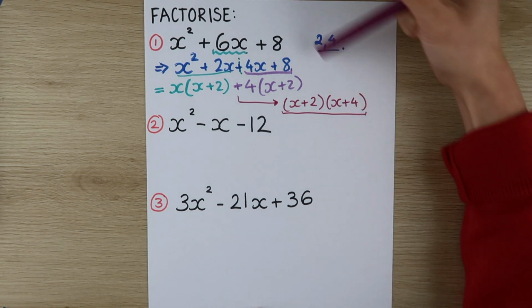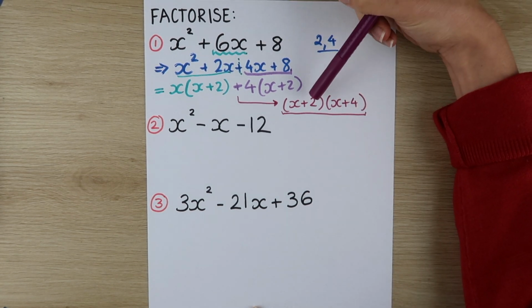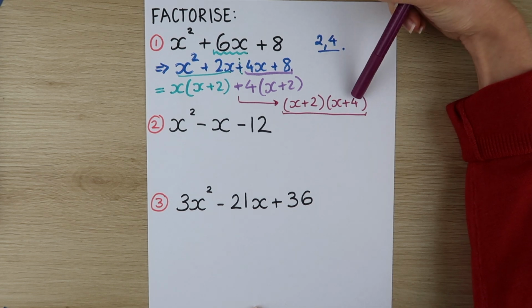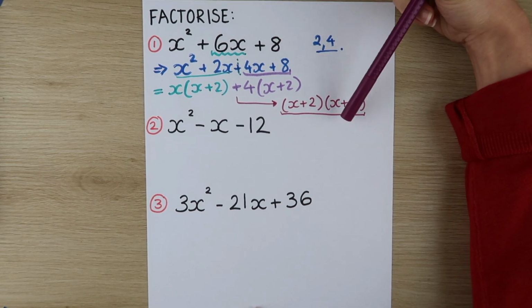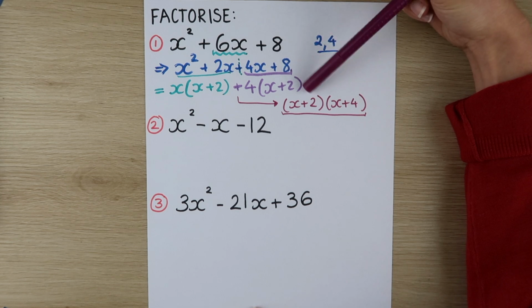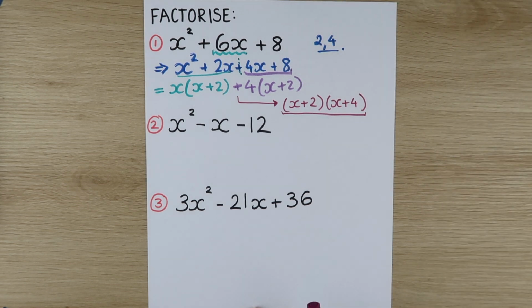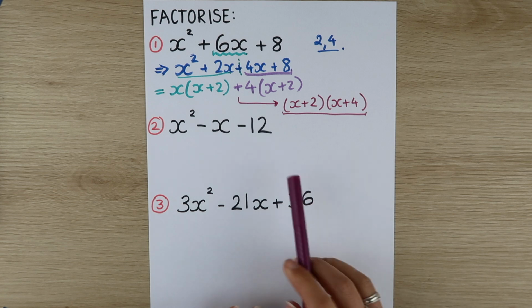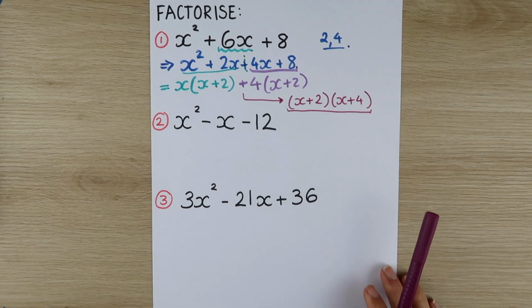Sometimes people like to just jump to this because obviously 2 presents itself there and 4 presents itself here. So some people can jump from here to here, but this is just to show you what's going on behind the scenes. So I might show you the next one doing it jumping from here to here.